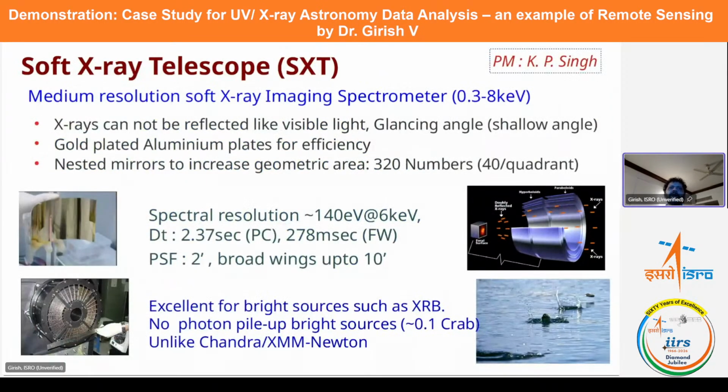Soft X-ray telescope: unlike UV or visible, X-ray photons will not get reflected by a mirror. X-rays are so energetic, they'll simply pass through a mirror or anything. So we cannot reflect them back. That means that you cannot focus. So then how do you focus that? We use a methodology called grazing angle.